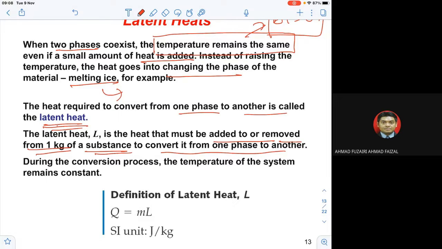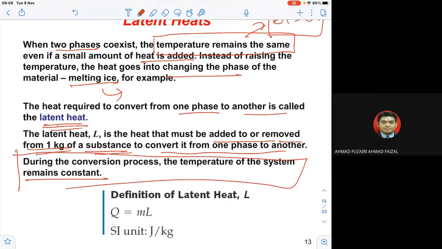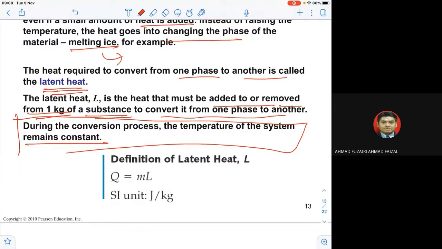During the conversion process, the temperature of the system will remain constant. Ini ayat paling penting sekali. The temperature will remain the same. So because of that, from the definition of latent heat, we can write this equation as Q = mL, where m is the mass and L is the latent heat. The unit of latent heat is joule per kg.